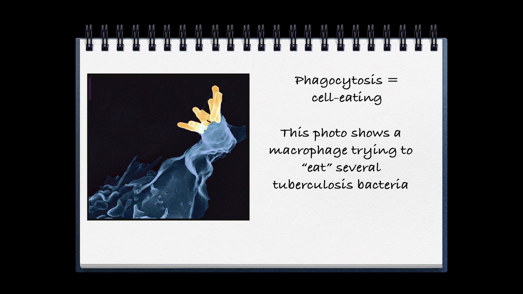Phagocytosis is also known as cell eating, and in this picture you can see a macrophage, which is a very large type of white blood cell, eating some bacteria. I believe these are tuberculosis bacteria, which are colored here in yellow, and they're being surrounded and engulfed by the cell membrane of the white blood cell, or the macrophage. And this is a great example of phagocytosis, or cell eating.